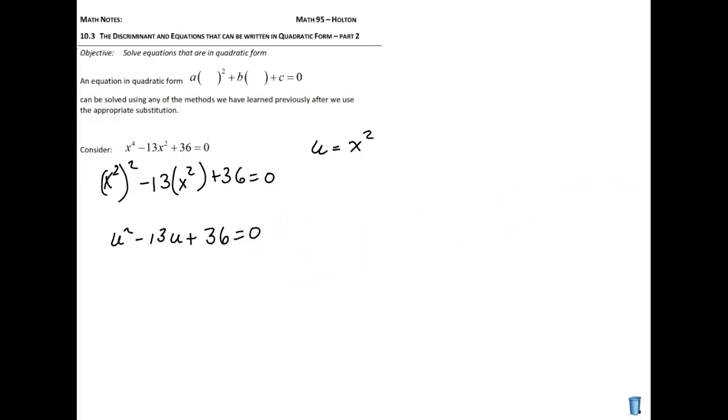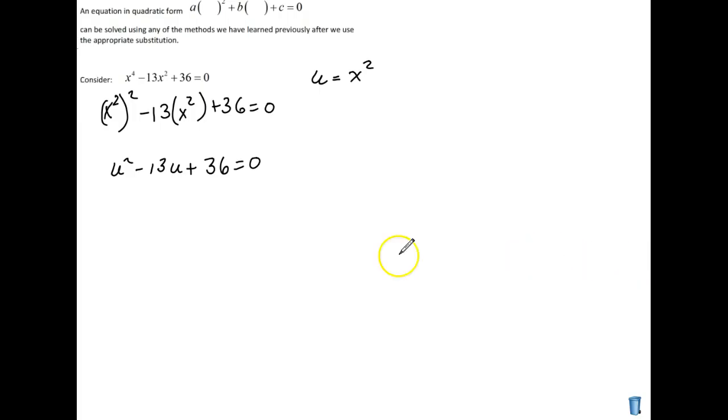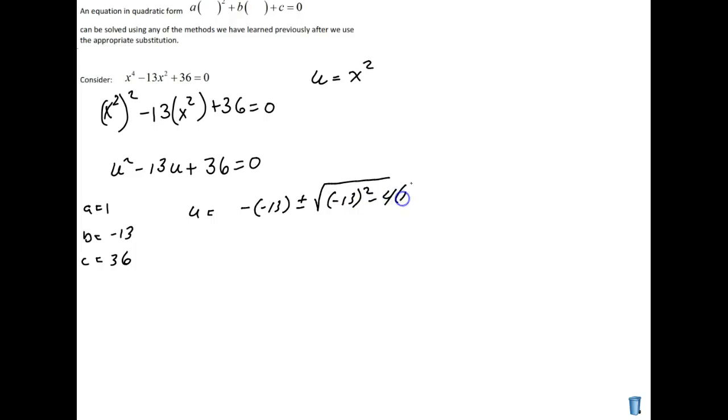Now I can solve this just like a quadratic equation. A is equal to 1, b is equal to negative 13, c is equal to 36. I'm going to use the quadratic formula, but if you see another method that you could use, please by all means go ahead and do that. So u equals negative b plus or minus the radical of b squared, so negative 13 squared, minus 4 times 1 times 36, and this is all divided by 2 times 1.